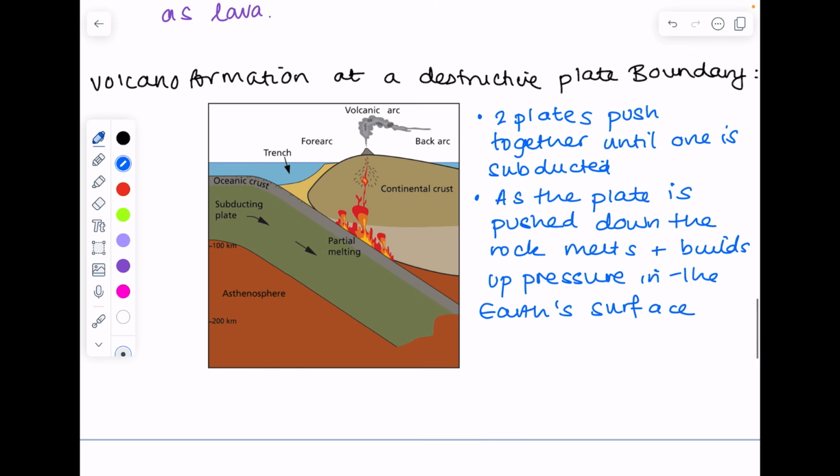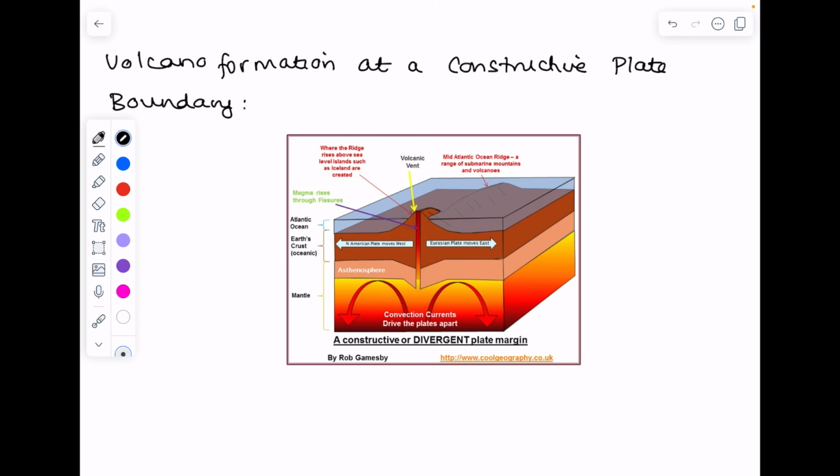So to summarise the volcano formation at a destructive plate boundary, we have our two plates pushing together until one is subducted. As the plate is pushed down, the rock melts and builds up pressure in the Earth's surface. But what about volcano formation at a constructive plate boundary? I think that this type of volcano formation is slightly more straightforward. Here you'll find that the plates are moving apart, so the tectonic plates diverge, and magma rises up in order to fill the gap, and there you'll find your volcano may erupt.